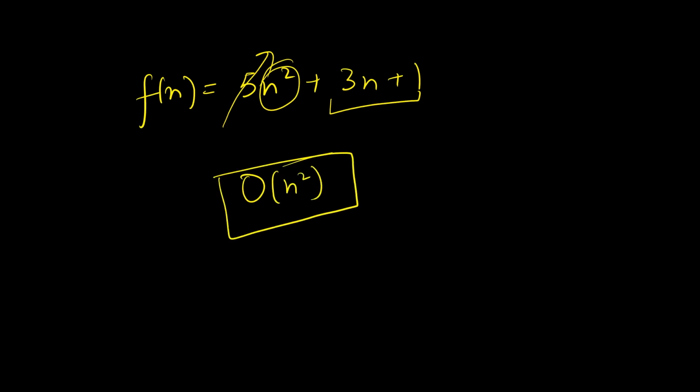You might be wondering why we are ignoring these terms. For very large values of n, say n is equal to 10 to the power 10, all the lower degree terms as well as the coefficient of the highest degree term become insignificant in front of the highest degree variable. So to ease our calculations, we ignore all these terms.